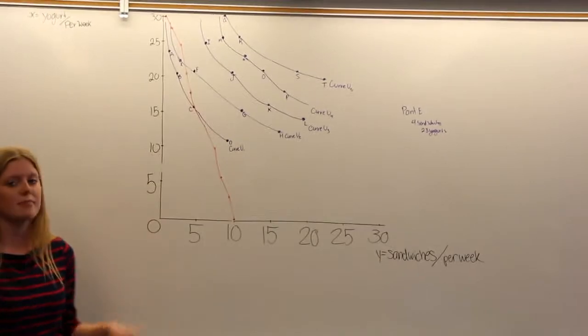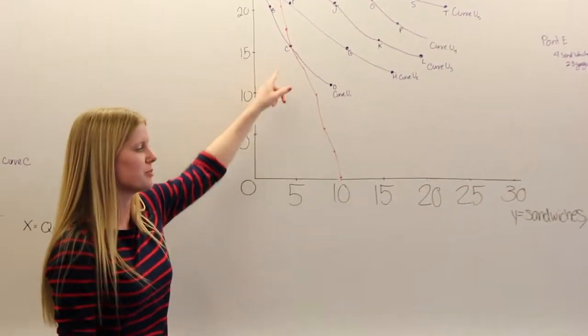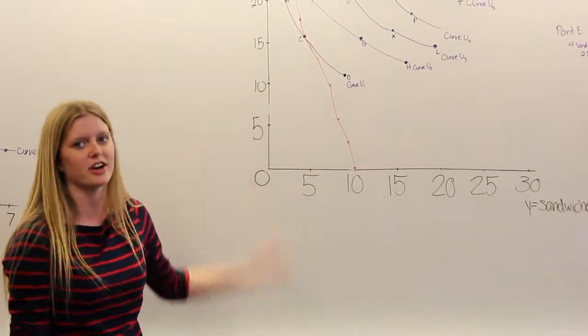So the point where he maximizes his utility is at point C, and at this point he is consuming 5 sandwiches and 15 cartons of yogurt.